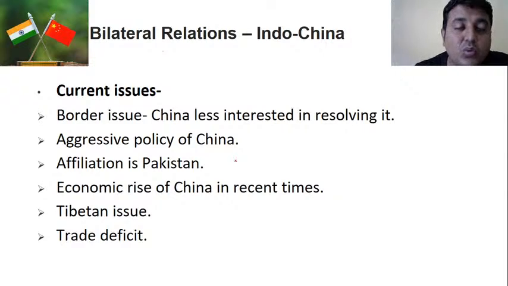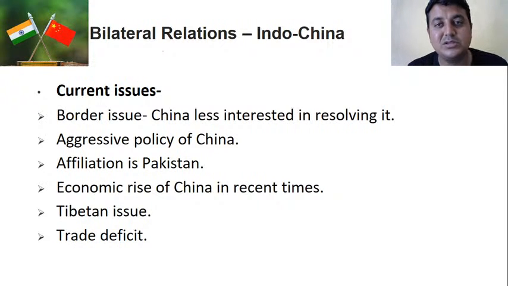And why is it so? Because they are least interested in resolving it. How? Because if they resolve this dispute, it gives India a more advantageous position, so that India can focus on its development tasks. Clear? So that is the problem.